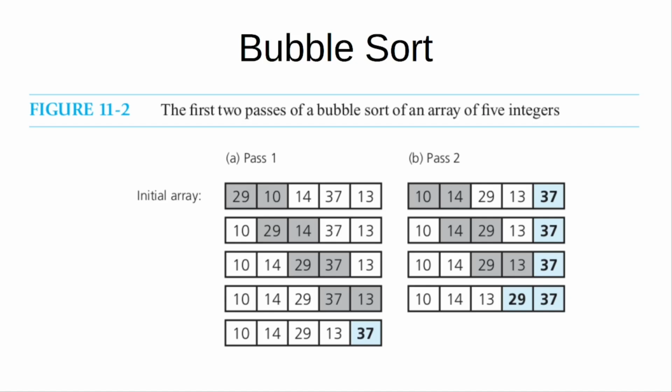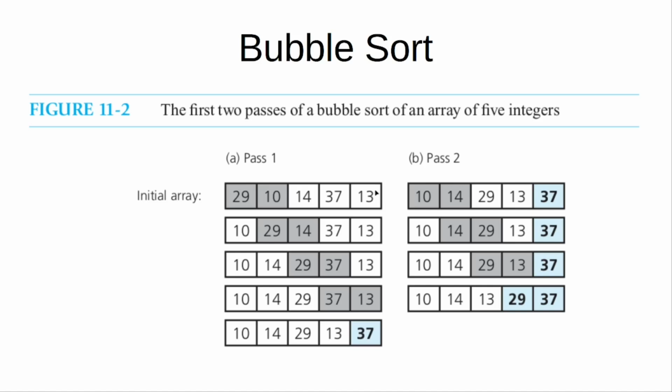And if you want to read it, feel free, but most of the information I'm getting is from the book. So this is pass one in figure 11-12. The array starts out as unsorted. So we have 29, 10, 14, 37, and 13. That's in no particular order.